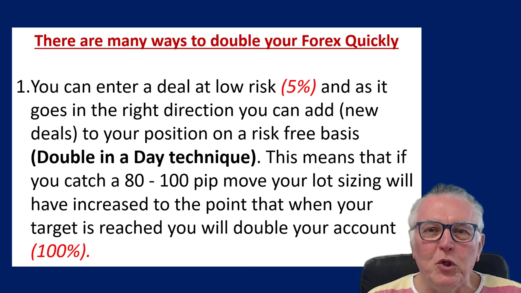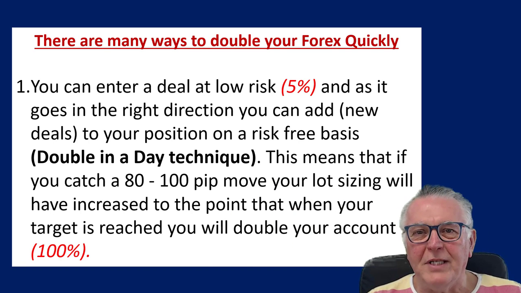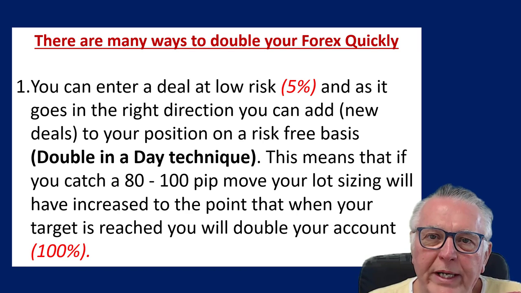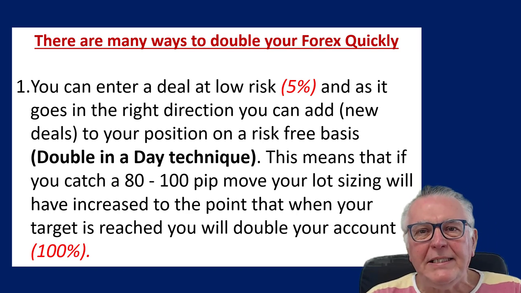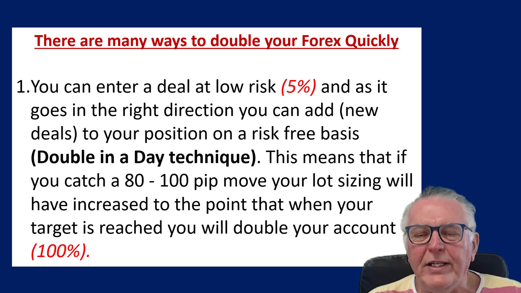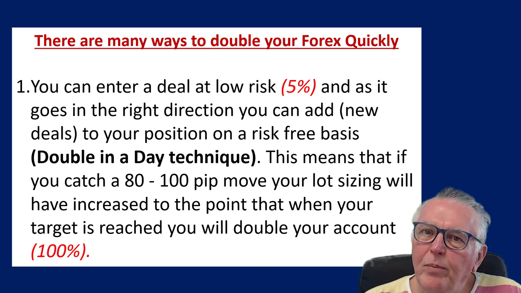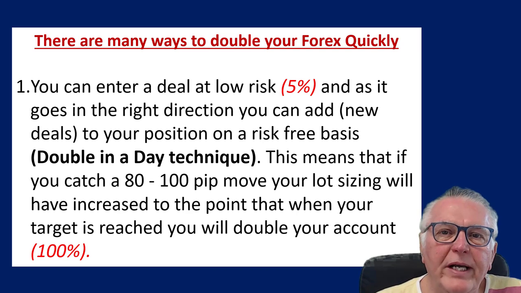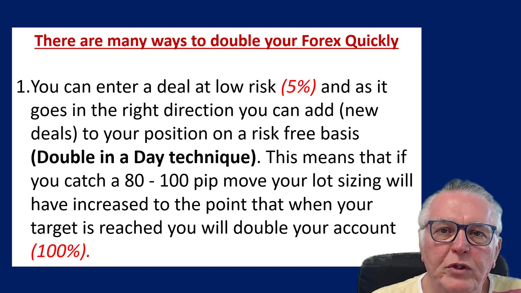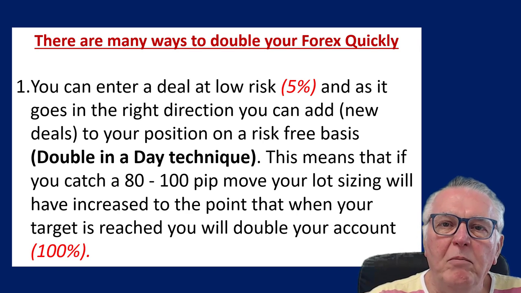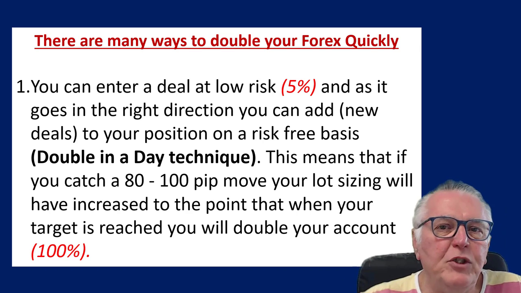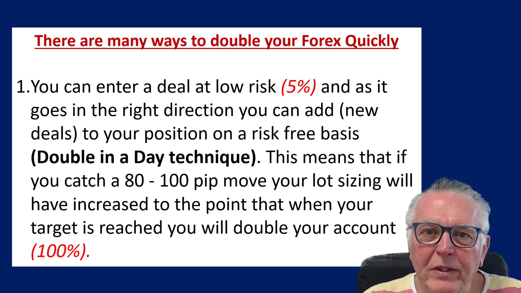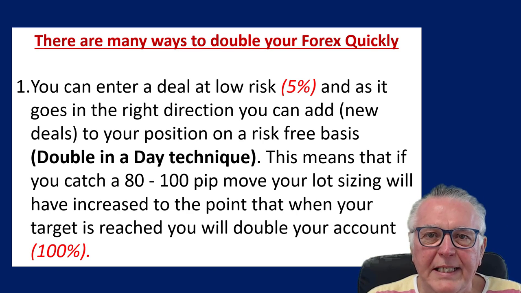Okay, so let's talk about the different ways that you can double your account. The first way is by adding to a winning position. So the double in a day technique has been one that's been around for a long time, where you basically risk 5% on a particular trade, and as the trade goes positive, you add more positions to the trade, and by the time it hits your target, it has doubled your account. So that's the one way, and we'll have a brief look at that particular technique.